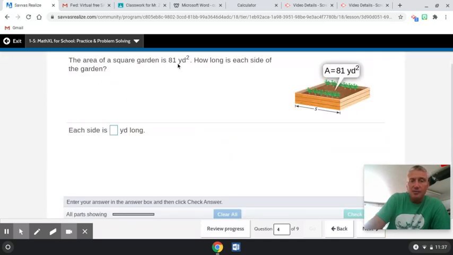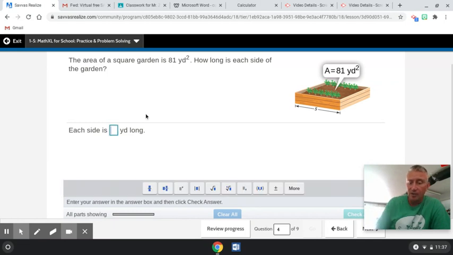Okay, and one more question with you so you can understand what's going on here. The area of the square garden is 81, so we know the area is 81. So if you know the area, you should know that if you do the square root of the area, you will figure out the side length. So the side length for this one is going to be 9.